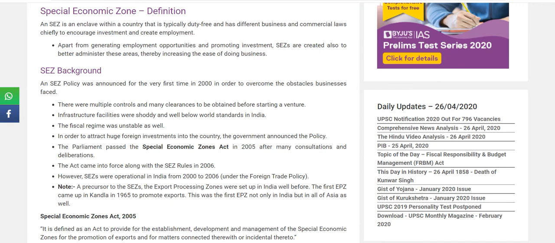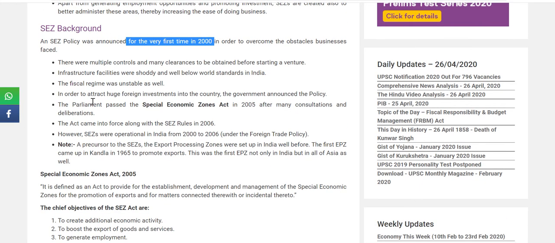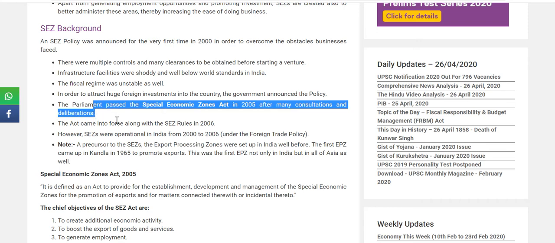it is an enclave within a country which is totally duty free. So SEZ was an enclave which is totally duty free, and the business and commerce laws within an SEZ are totally different from the rest of the country. The main objective is to promote business. So the government announced an SEZ policy in 2000 for the first time, and the parliament passed the SEZ Act in 2005, and it came into force in 2006.